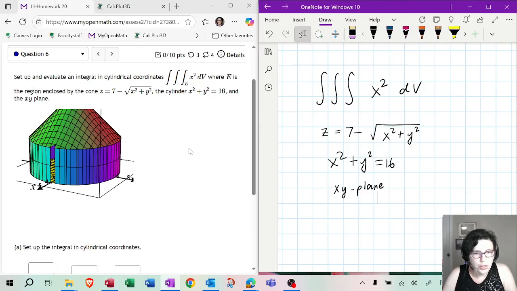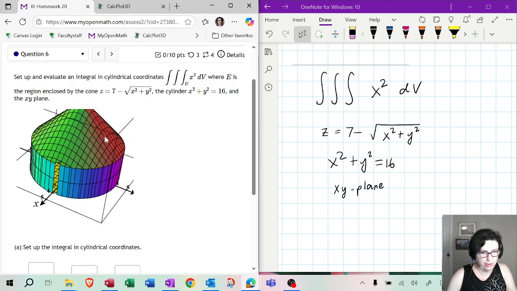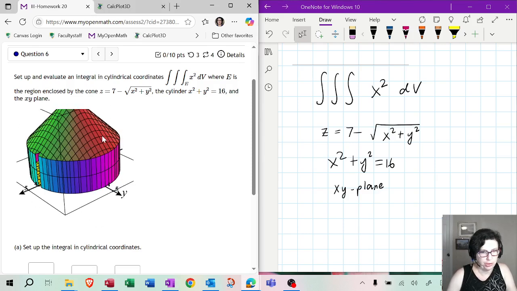In this video, we are going to integrate over the following solid. So here we have a solid bounded above by basically an upside down cone, 7 minus the square root of x squared plus y squared. So you can see the little cone. It looks just like a circus tent, right?